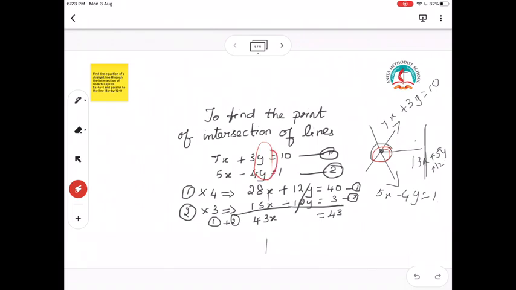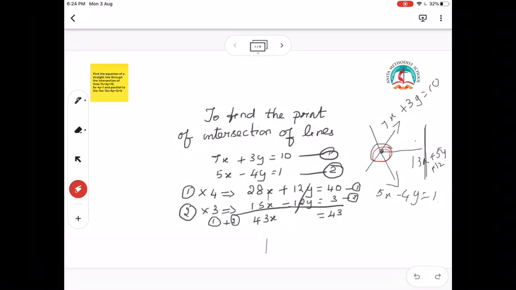See both the coefficients, is anything the same? No. But how can you eliminate? When you eliminate, at least for x or y, the coefficients must be the same. Here it is 3, here 4. So, can you eliminate this? No.